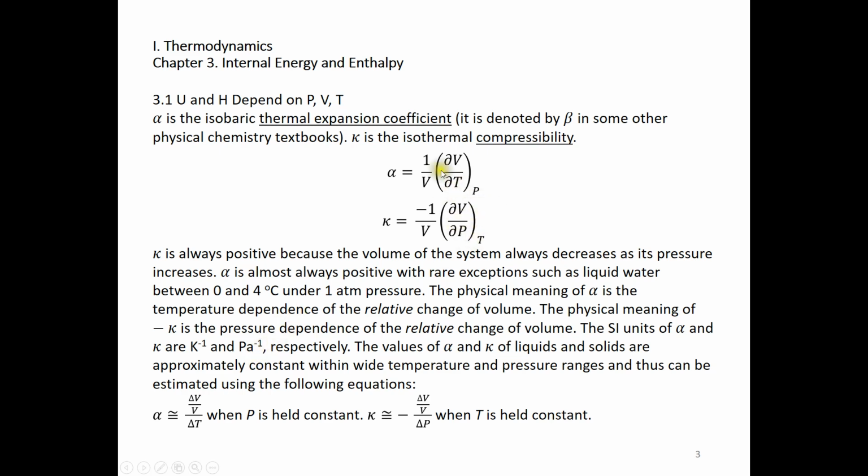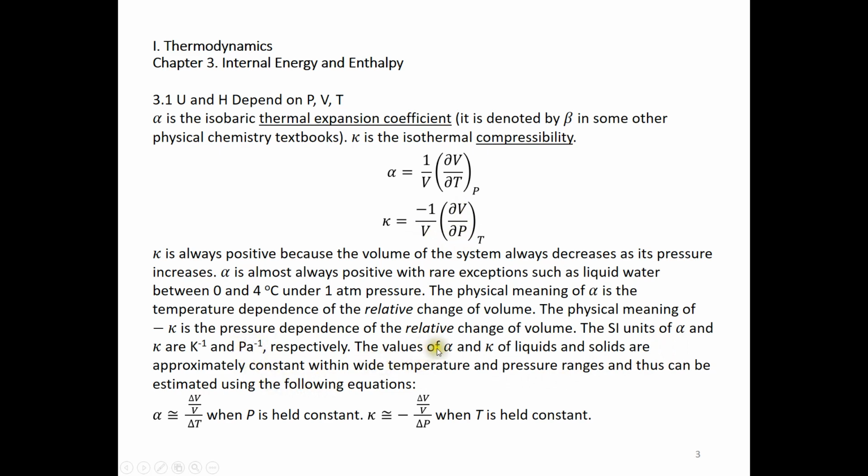Well, we can just look at the formula here. The unit of V cancels the unit of V, so really we have 1 over Kelvin here. In the expression of kappa, the unit of V cancels the unit of V, and then it's just 1 over the unit of pressure. So the SI unit for kappa is Pascal to the power of negative 1.